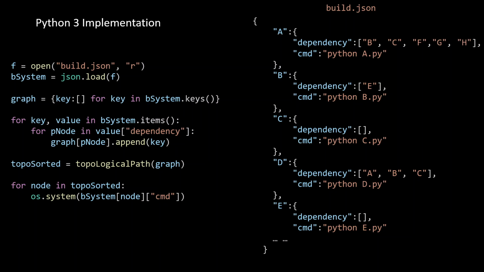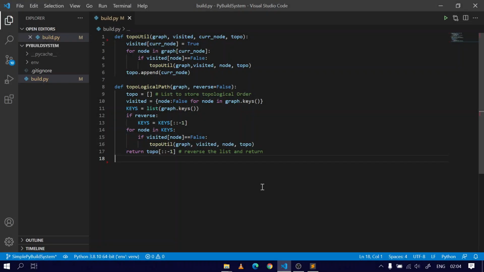Finally, we iterate over all the tasks and then run the command which is present in the configuration file using os.system. Now let's see the demo. Let's start with the implementation.